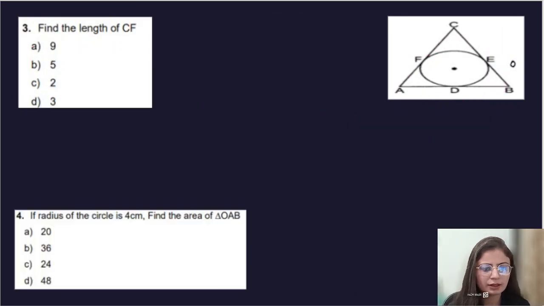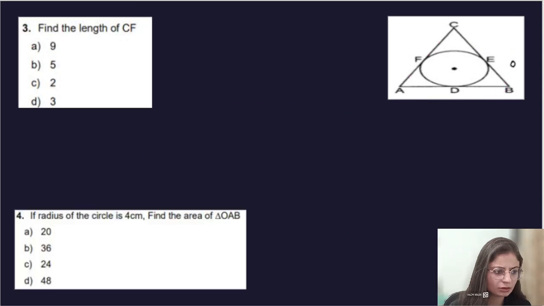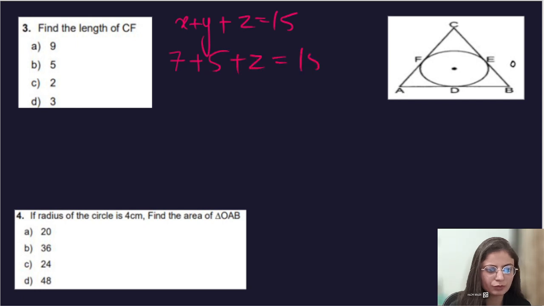Now let's see the other parts. Find the length CF. So CF is the value of the variable Z. So we have to find the value of this variable Z. How will we do it? Now we know that X plus Y plus Z equals 15. So X is 7, Y is 5, plus Z equals 15. Now 7 plus 5 equals 12, so Z would be equal to 3. So this last option is correct.